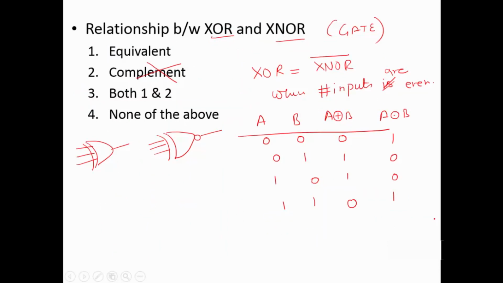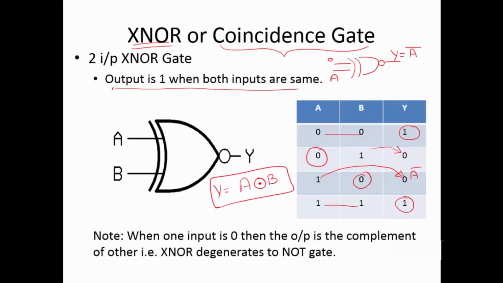So what is the correct answer for this question? Both 1 and 2. XOR and XNOR may be equivalent if the number of inputs is odd, and may be complements of each other if the number of inputs is even. Great.